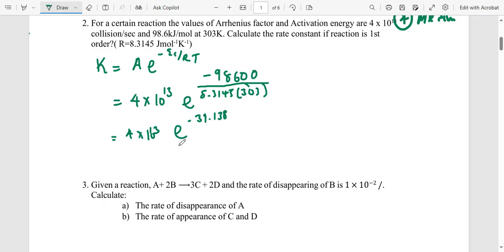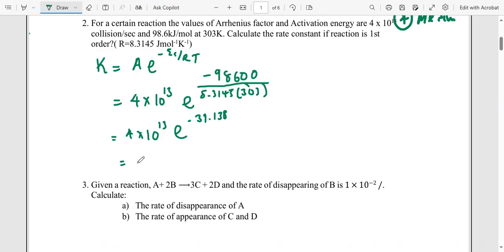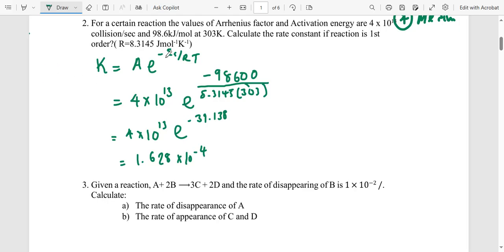You go where there is shift, and then you punch where there is a natural log on your calculator. If you punch that, it will show E on your calculator. Once it shows E, just write negative 39.138. Don't put a comma symbol for power, just write it directly. And then the answer that you get, you now multiply by 4 times 10 to the power 13. That is going to give you the value for K as 1.628 times 10 to the power negative 4.